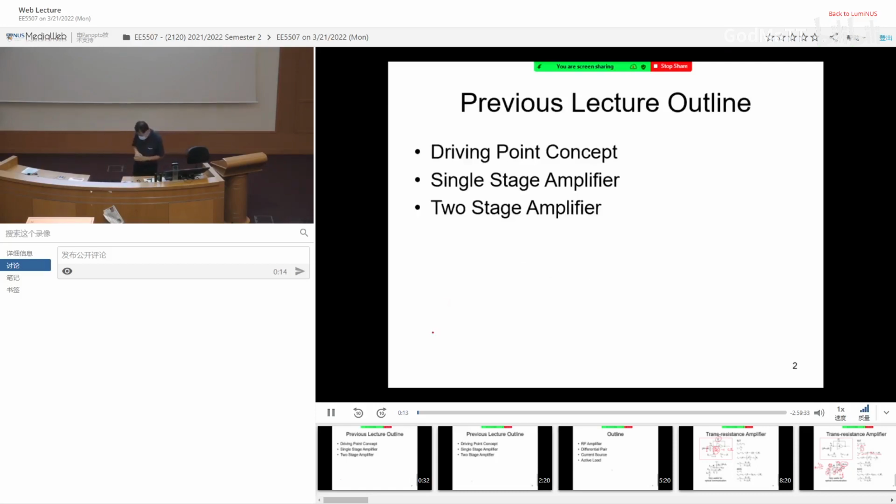So, some recap. Last week's lecture, we talked about a very important concept called driving point. The driving point concept is useful in the sense that it allows you to analyze a circuit in a very simple manner. We went through many examples. I hope you are impressed by how easy it is. I can just look at the circuit and write down the equation. That should be the right approach for a circuit designer. Of course, it doesn't work all the time, but I guarantee 90% of the time it will work.